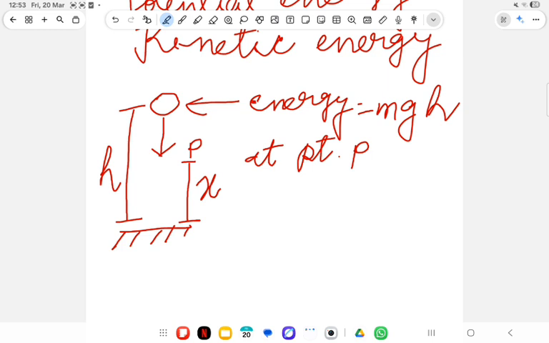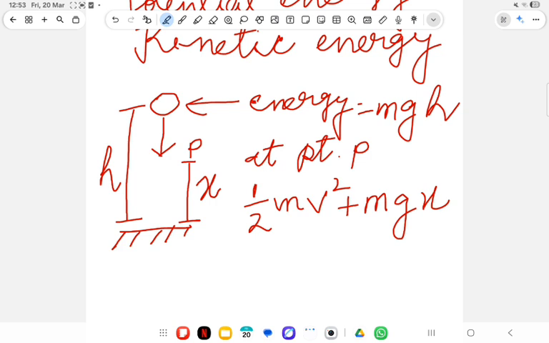Okay, so at the point P, the ball will have the kinetic energy as well as potential energy. So the kinetic energy of the ball at this point P will be half m v square, and its potential energy at this point P will be mgx. We are using the plus sign here because at this point this ball will possess both the energies, the kinetic energy as well as the potential energy.